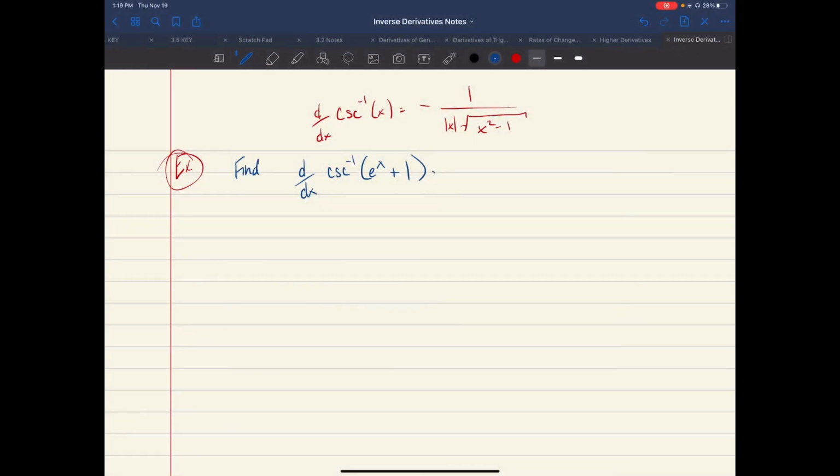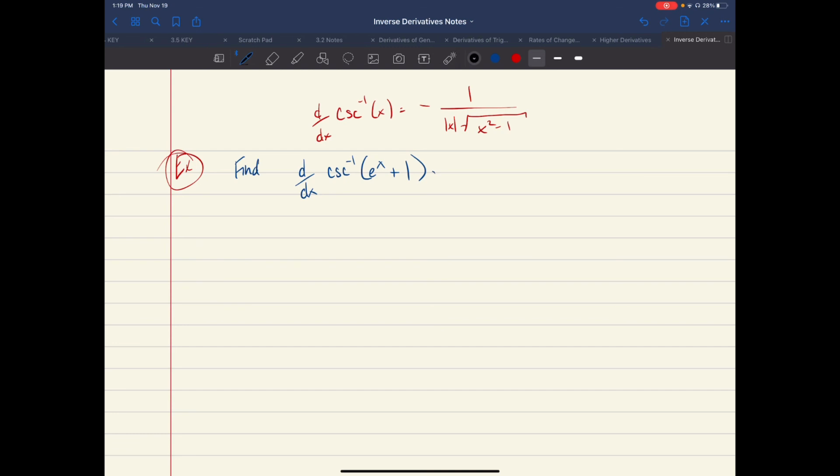So in our last example, we're going to take the derivative of inverse cosecant of e to the x plus 1. So you actually rarely see these types of problems, but I thought we'd do one that has more to it. Okay, so we do have a chain rule problem. So I'm going to take the derivative of the outer function, which is my cosecant inverse, leaving the inside alone, e to the x plus 1.